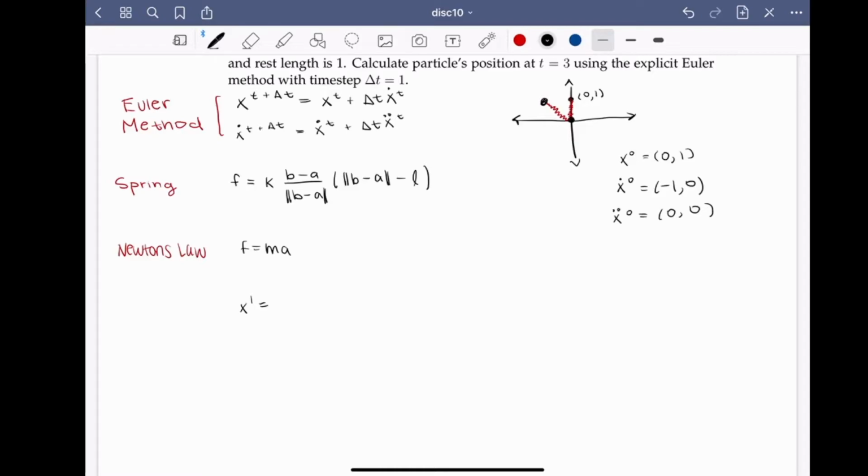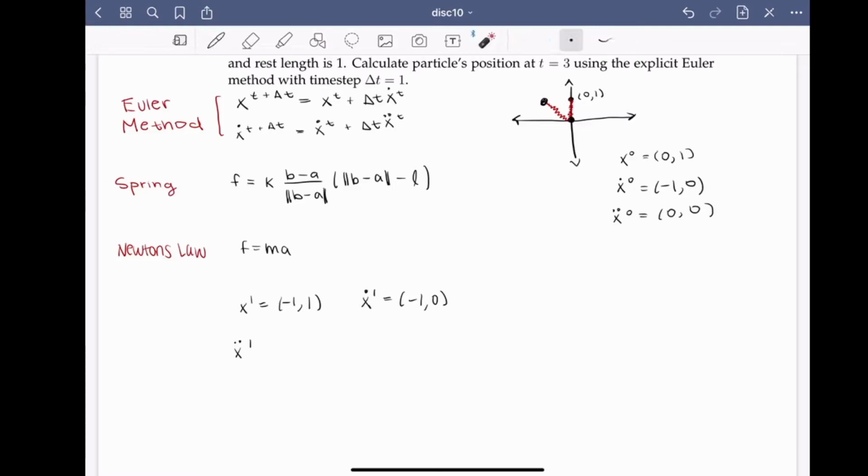That's going to be our position at time step 0 plus our velocity at time step 0. So that's just going to be negative 1, 1. And then our velocity at time step 1 is going to be our velocity from time step 0 plus our acceleration. Our acceleration is 0, so that'll be nothing. And then we want to calculate our acceleration at time step 1. And that's going to take a little bit more math because we have our spring.